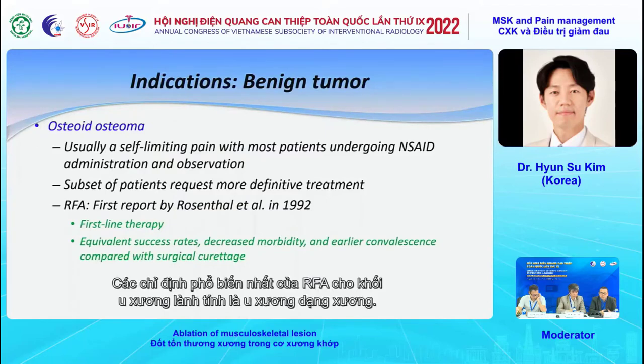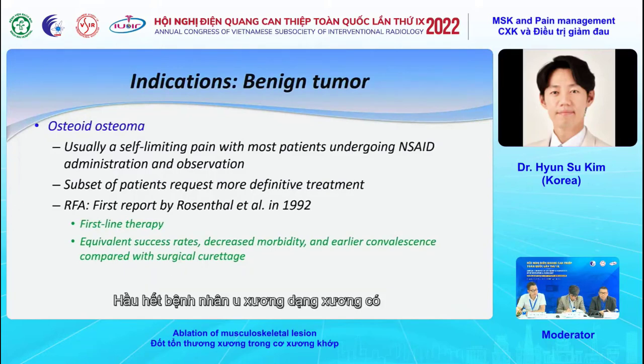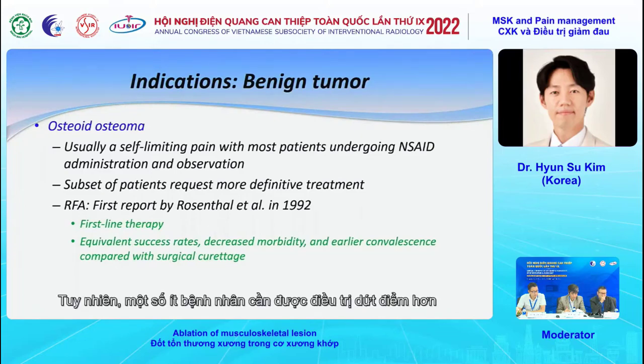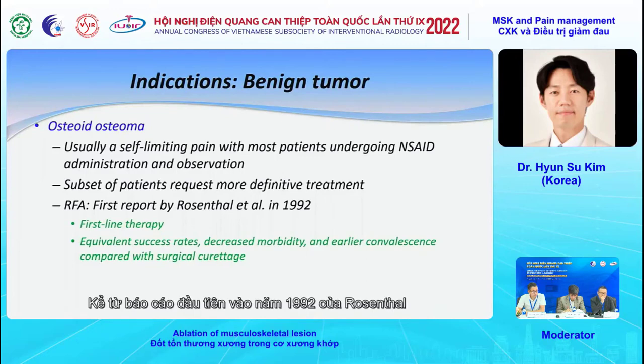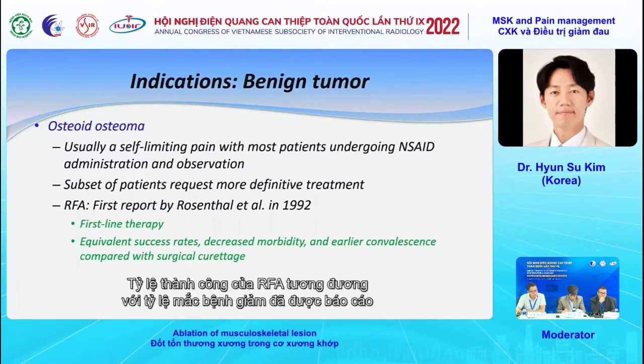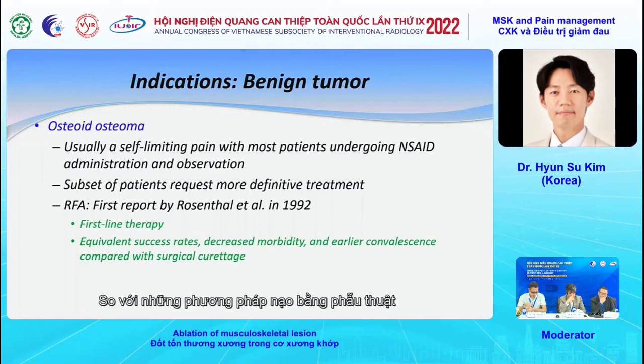The most common indication of RFA for benign bone tumor is osteoid osteoma. Most patients with osteoid osteoma have a self-limiting pain which can be managed by oral medication. However, a subset of patients need more definite treatment. Since the first report in 1992 by Rosenthal, RFA has become the first-line treatment for these tumors. Equivalent success rates with decreased morbidity have been reported for RFA compared with those of surgical curettage.